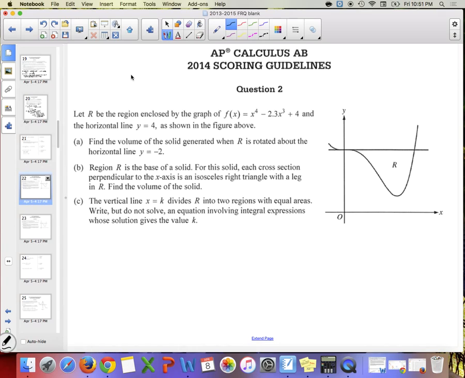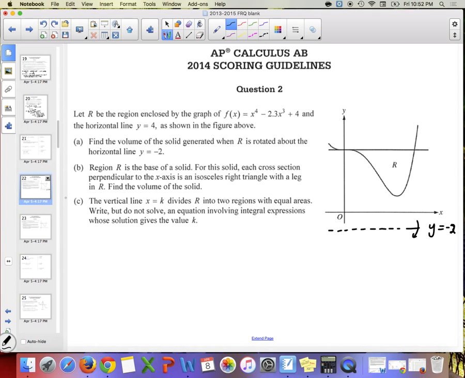Okay, so the next problem: let R be the region enclosed by the graphs of f of x equals x to the fourth minus 2.3x cubed plus 4, and the horizontal line y equals 4, as shown in the figure. Find the volume of the solid generated when R is rotated about the horizontal line y equals negative 2. So they kind of just start out with a hard one right here, don't they? Usually they'll ask area first, but on the most recent tests, they are pretty difficult.